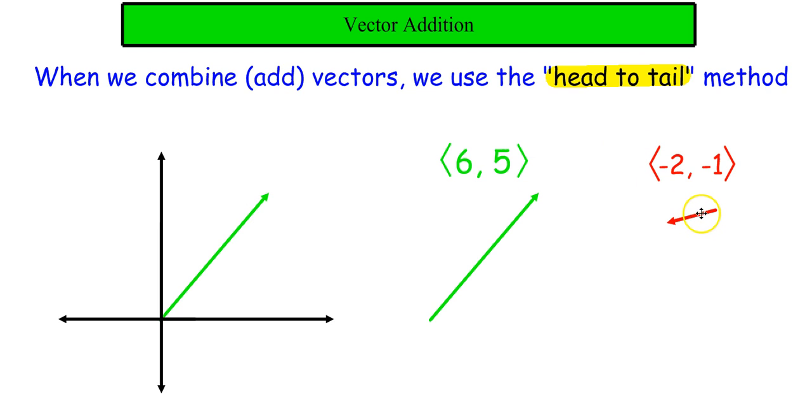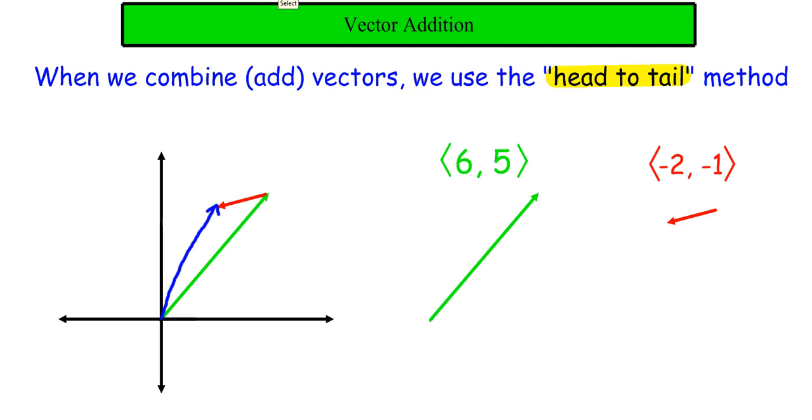and negative 2, 1 looks like this. And what I'm going to do is tack the tail, or the initial point, of negative 2, 1 onto the head of 6, 5. We're going to get something that looks like this. Our resultant vector, again, obviously would be from the starting point, and that's a little curved, but you guys get the idea. There's my resultant vector.